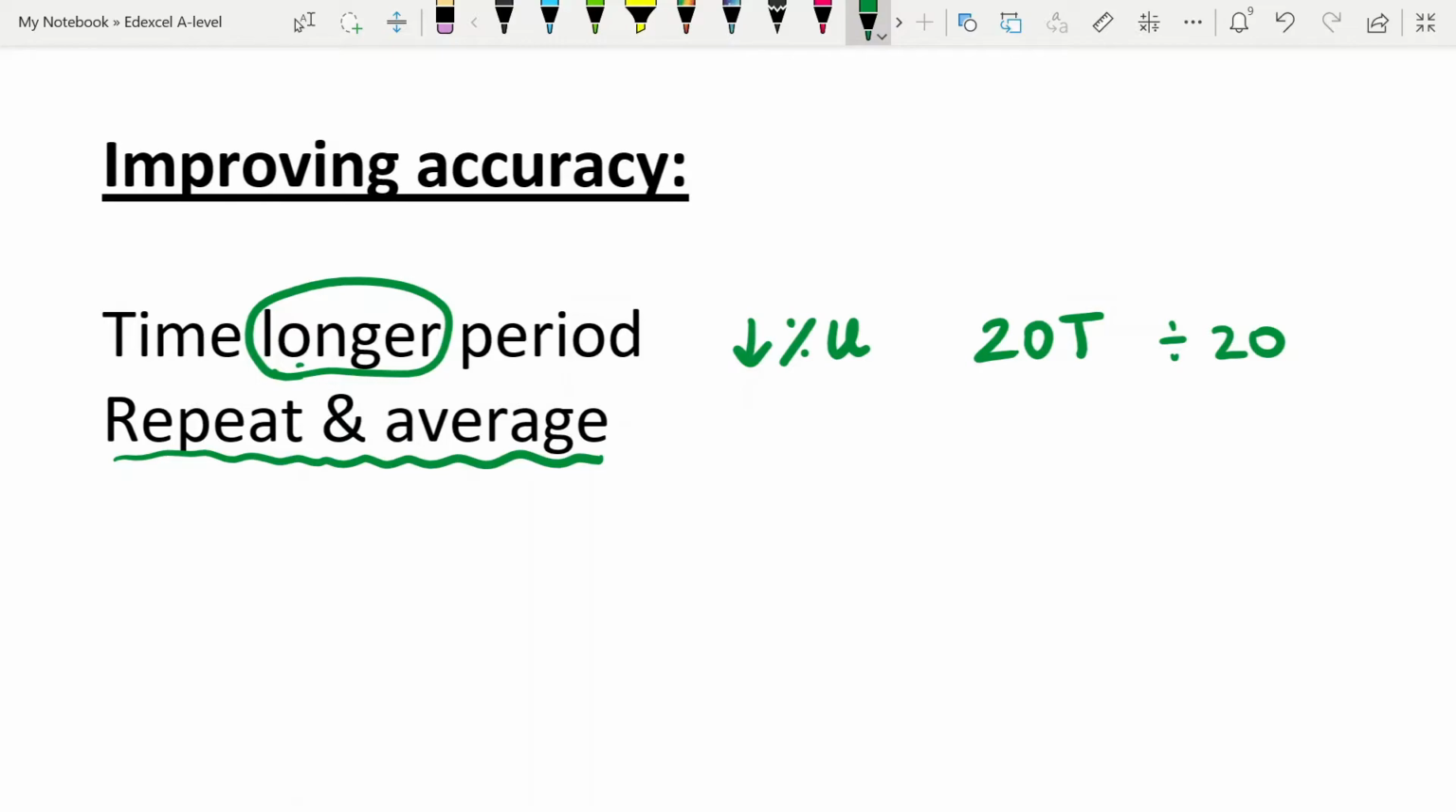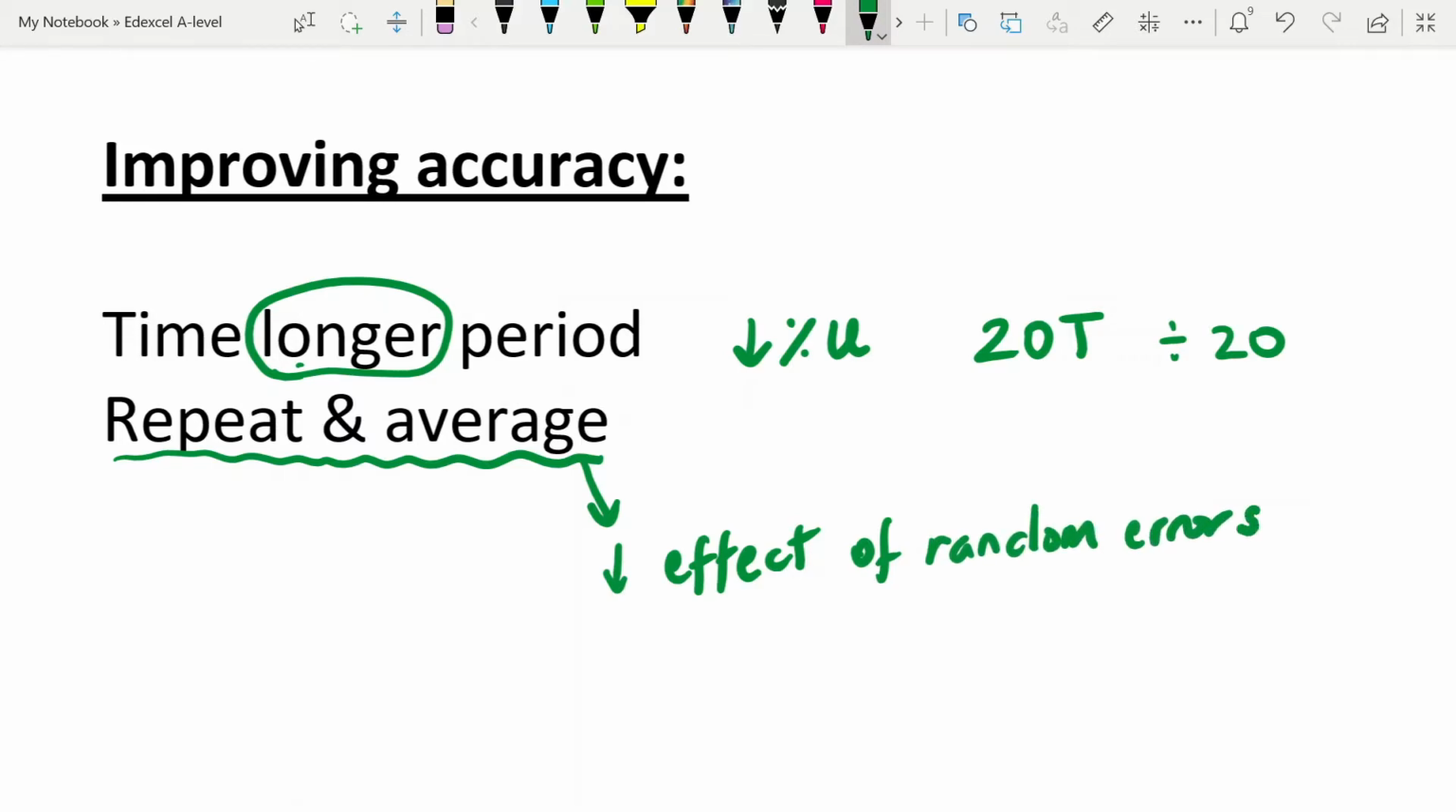Now, the repeating and averaging is obviously a great way of improving your accuracy, because it reduces the effect of random errors. Now, a lot of people get this wrong and they say it reduces random errors, but of course it does not. The random errors are still there. That's the nature of them. But what you want to do is mitigate them a little bit, so that when you take an average, it smooths out any slight increases or decreases that might be there. So reducing the effect of random errors is the purpose of taking an average.